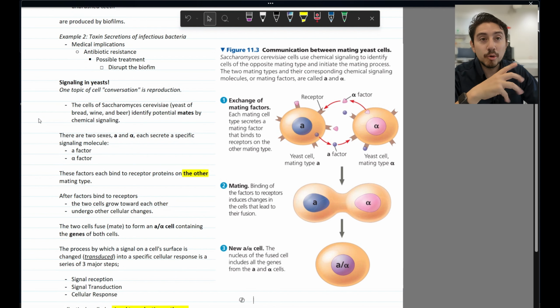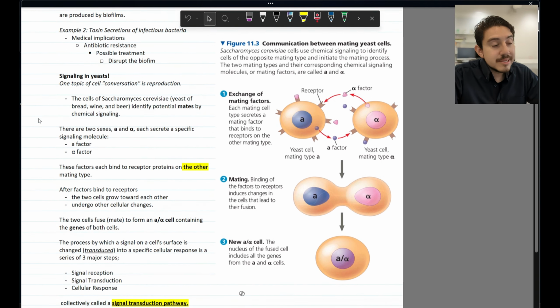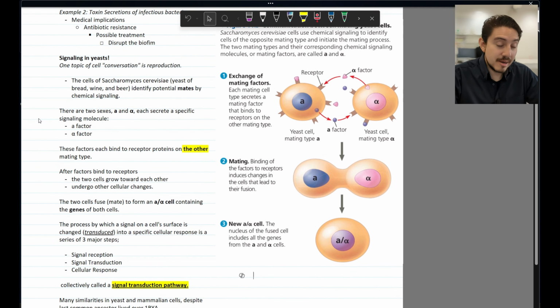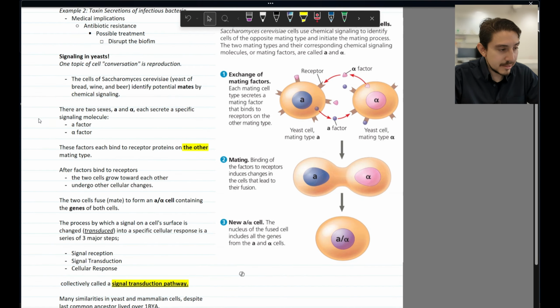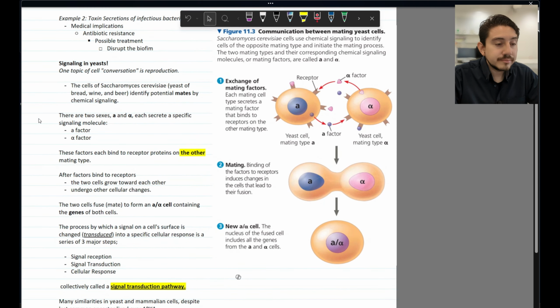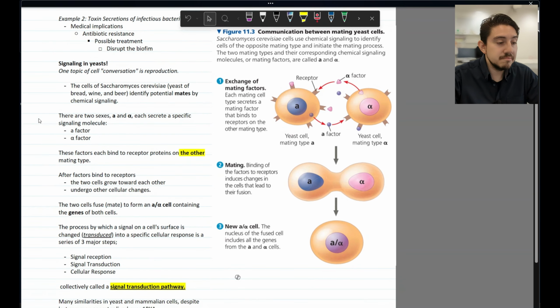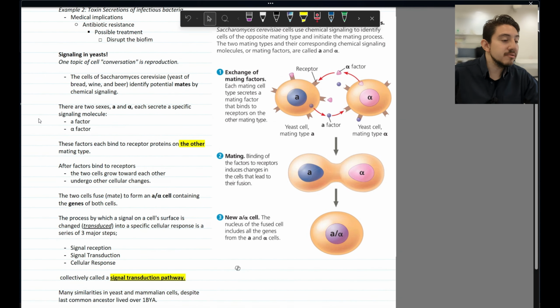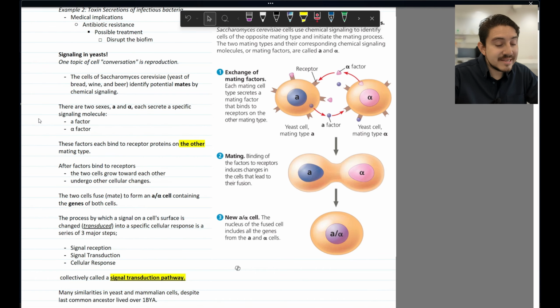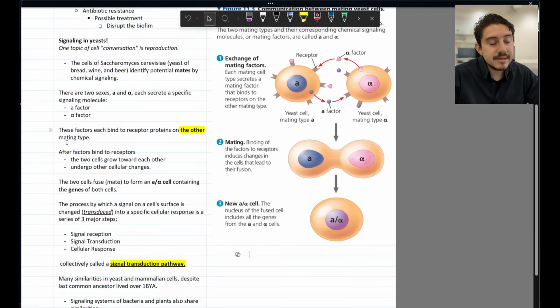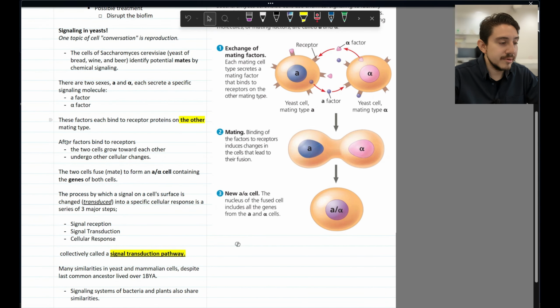Even simple organisms, you can also see it in yeast. This is another example of simple signaling, right? And in the case of yeast, we have this example of reproduction where Baker's yeast, Saccharomyces cerevisiae, mate, of course, and to identify potential mates, they undergo chemical signaling. Again, another example of signaling here.